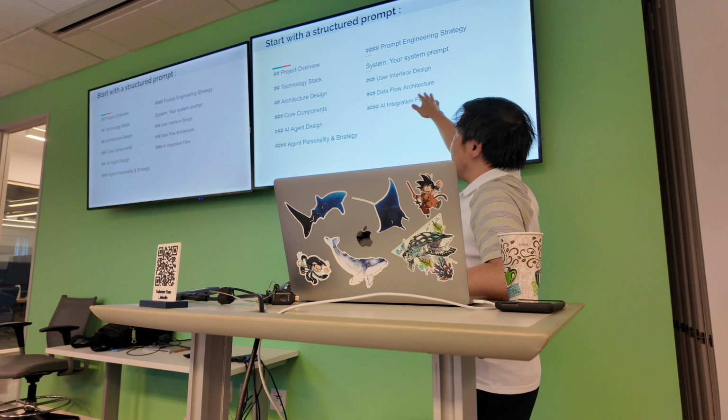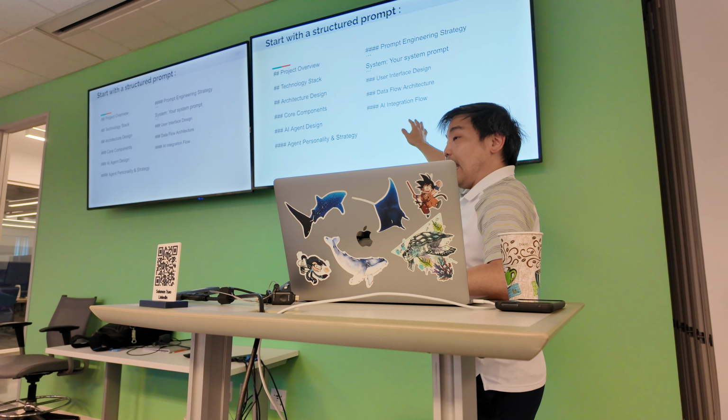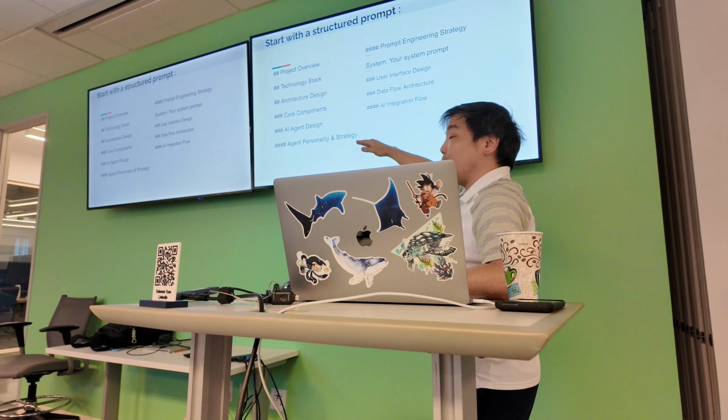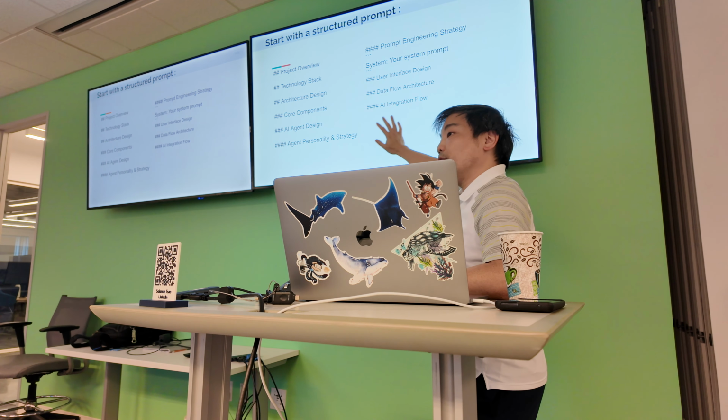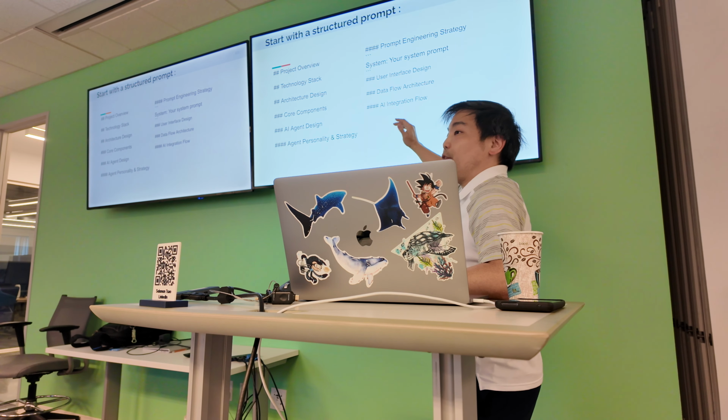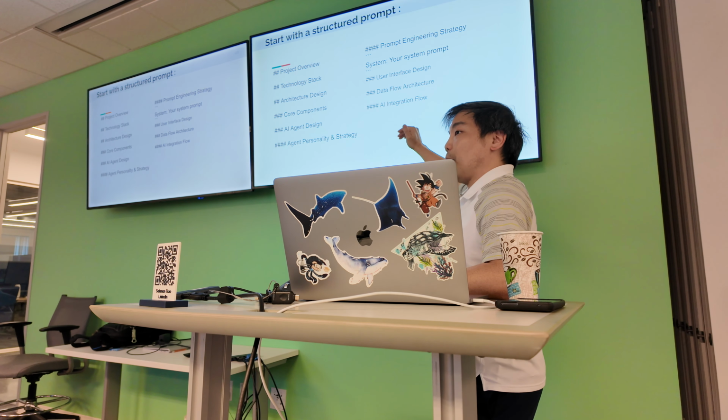Right here, I'm just putting it over here. If you want to embed an AI agent inside your app, I would recommend putting all of this. Actually, all of this is not required, but if you put this kind of structure into vibe coding as an input, your result will be better.